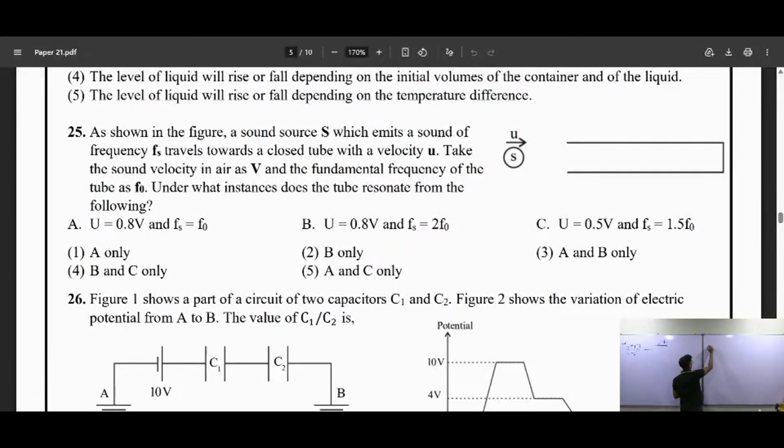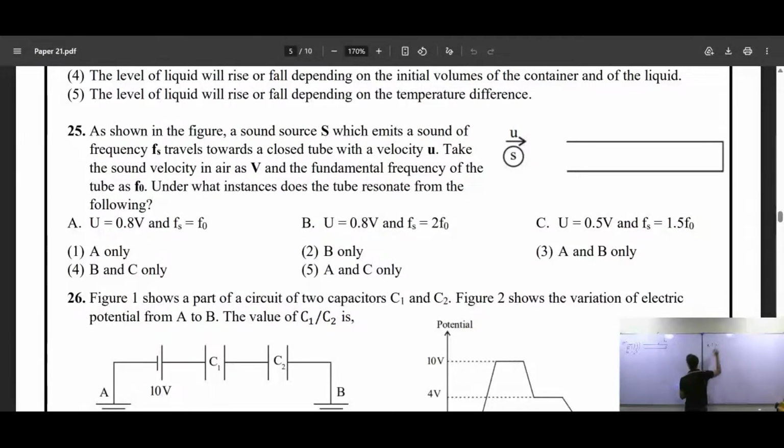A: u is 0.8V, and the frequency Fs equals f0. This is the first statement. Second one, B: u is 0.8 times the velocity of sound in air, and Fs equals 2 times the fundamental frequency, 2f0. And C: u equals 0.5V, and Fs equals 1.5 f0. These are the three instances that we need to evaluate.